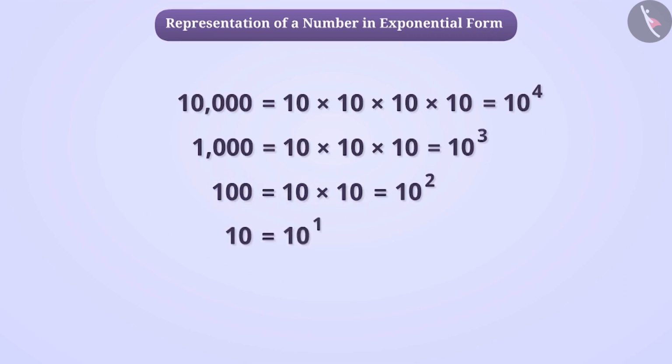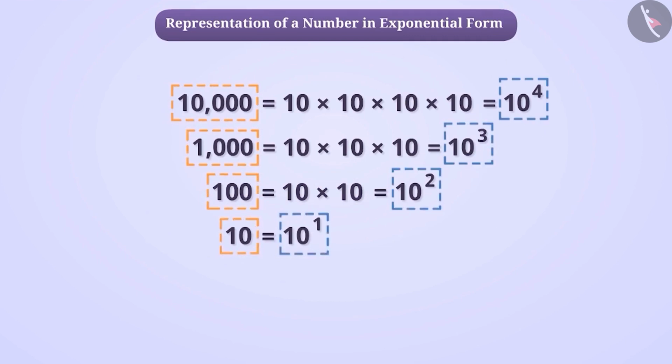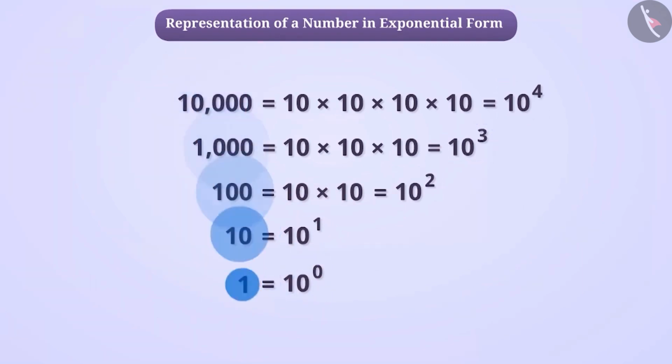If you see here, a pattern is being formed. As the number of zeros in the given number is decreasing, the exponent is also decreasing by 1. So tell us, how will we express 1? Sure, again we reduce the exponent by 1. Therefore, 1 is equal to 10 to the power of 0. Till now, we have read about those numbers whose base is 10.